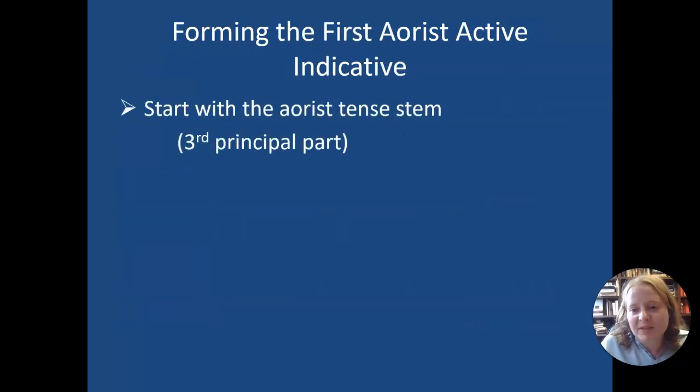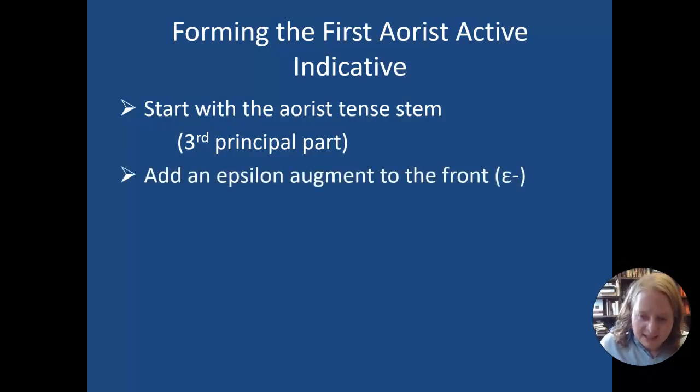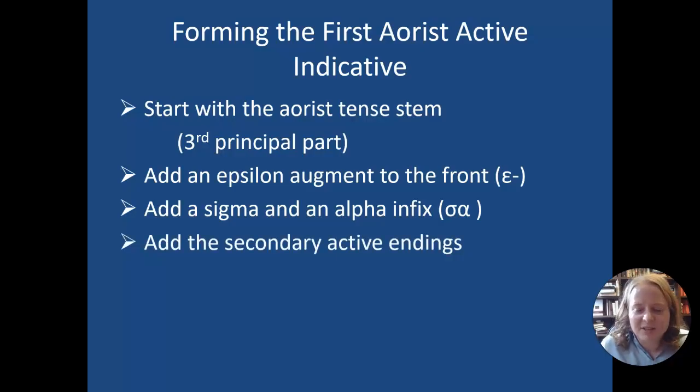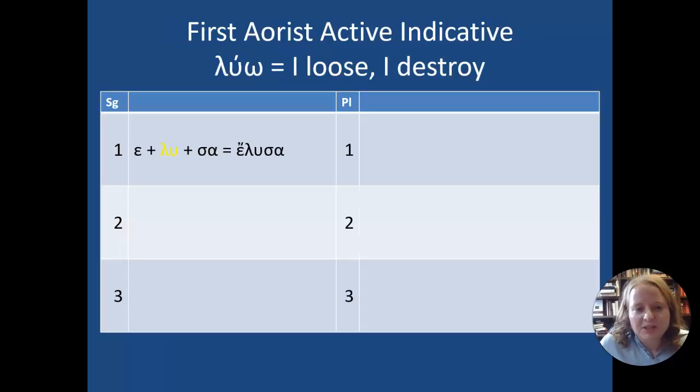Like I said, the way to form this is to take the aorist tense stem, add an epsilon, add a sigma alpha infix, and then add the secondary endings. So you'll take your stem, lu, you'll add the epsilon, you'll add the sigma and alpha, and then you have elusa, I destroyed.